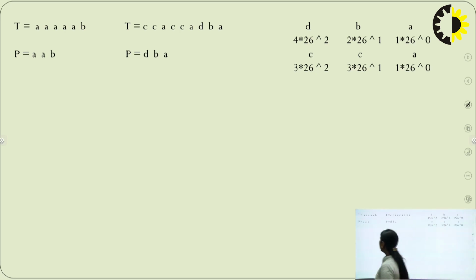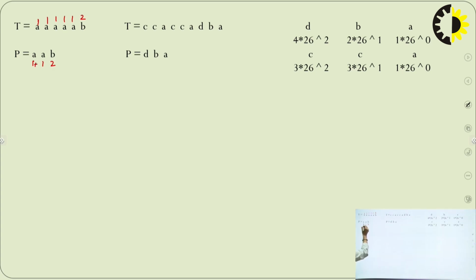So here a text is given. The text is AAABB, and the pattern is AAB. As we all know about ASCII values, the ASCII value of small a is 97, but if I take the ASCII values, the hash value becomes very large. So I am just taking the alphabetical place value. As we know, the place value of A is 1, and B has place value 2. And for the pattern, the place value of A is 1, 1, and B has 2.